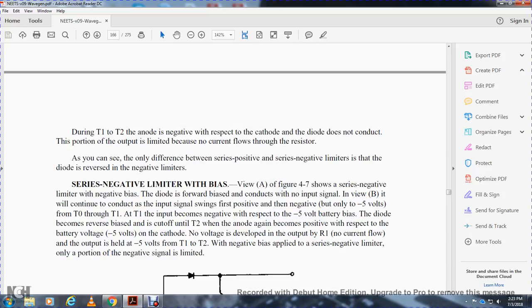During time interval 1 to 2, the anode is negative with respect to the cathode. The diode does not conduct, so that portion of the output is limited, with no current flow through the resistor. As you can see, the only difference between the series positive and series negative limiter is the diode being reversed. Series negative limiter with a bias.